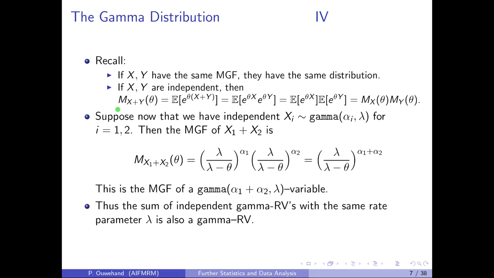The moment generating function of x plus y at the point theta is, by definition, the expectation of e to the theta times (x plus y), which factorizes as the expectation of e to the theta x times e to the theta y. But x and y are independent, so we can split this expectation, and each of these expectations is a moment generating function.